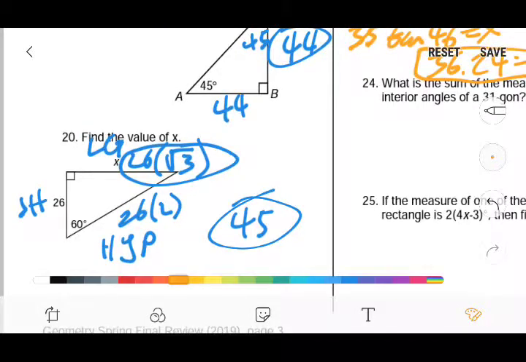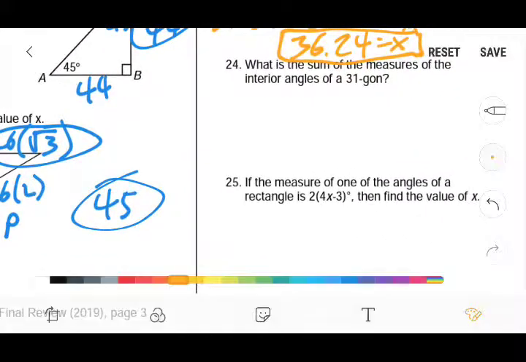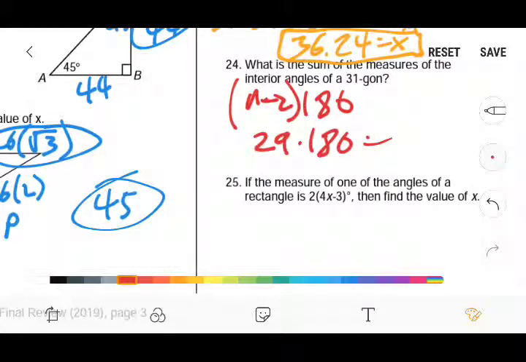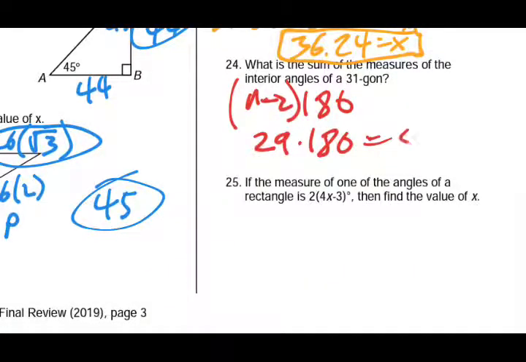Interior angles of a 31 gon. The formula for this, n minus 2 times 180. So 29 times 180 is 52.20 degrees.